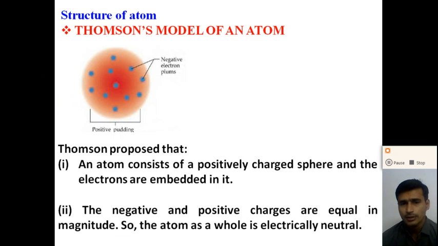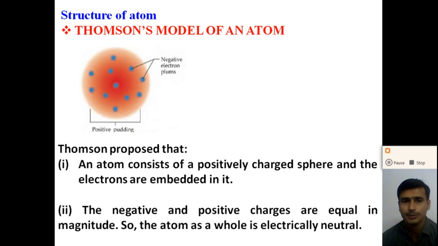Another point: J.J. Thomson proposed that the negative and positive charges are equal in magnitude. So the atom as a whole is an electrically neutral particle. The positive charge, that means the proton, is uniformly spread over the sphere, and the magnitudes of the positive charge and the negative charge are equal. So we can say that the atom is electrically neutral, right?